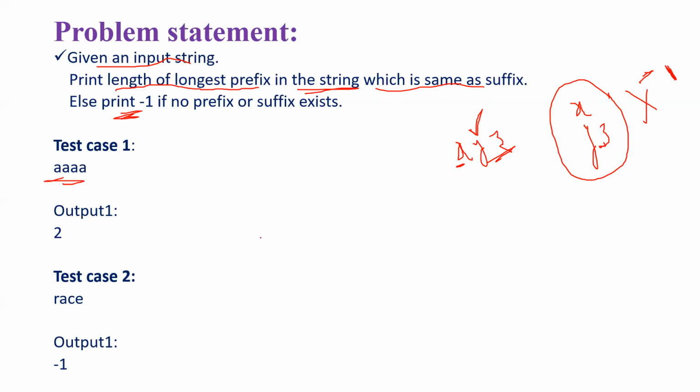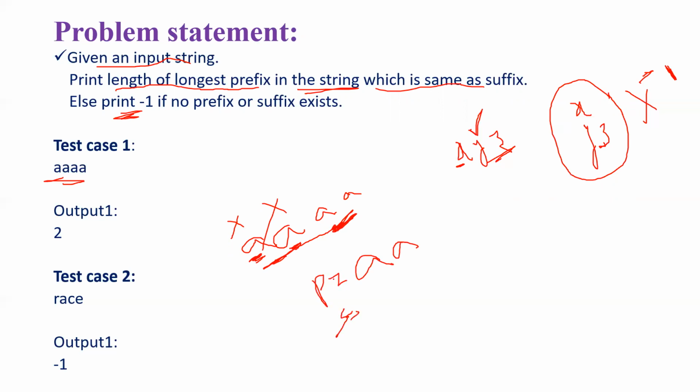Observe this example. We are having 4 a's, right? Observe, for this a, what is the prefix? Nothing. Suffix is single a. So prefix is not equal to suffix. For this one, prefix is a, suffix is 3 a's. So this is not the case. And if you take this a, prefix is a and suffix is also a. Prefix equal to a and suffix equal to a, right? Here prefix equal to suffix and its length is 2.